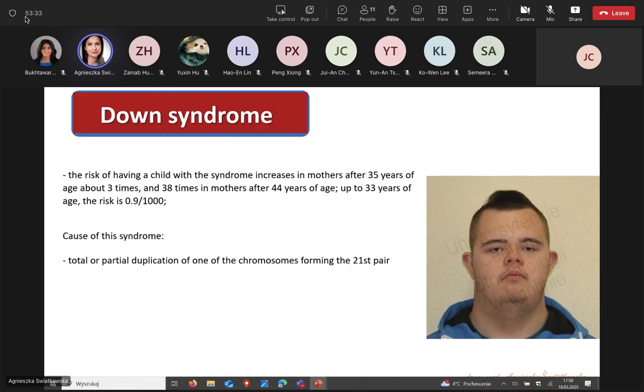Adult syndromes, Down syndrome. In our department, we have a lot of patients with Down syndrome. The risk of having a child with this syndrome increases in mothers after 35 years of age about 3 times, and 38 times in mothers after 44 years of age. Up to 33 years of age, the risk is about 1 per thousand. The most typical cause of the syndrome, I won't tell you about all of them, is total or partial duplication of one of the chromosomes forming the 21st.